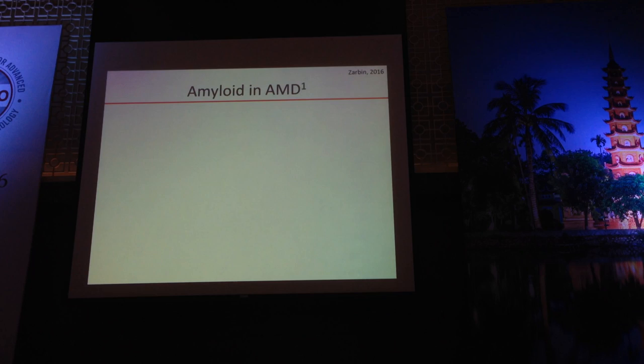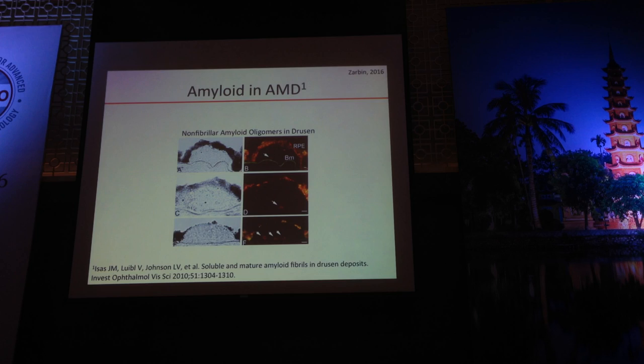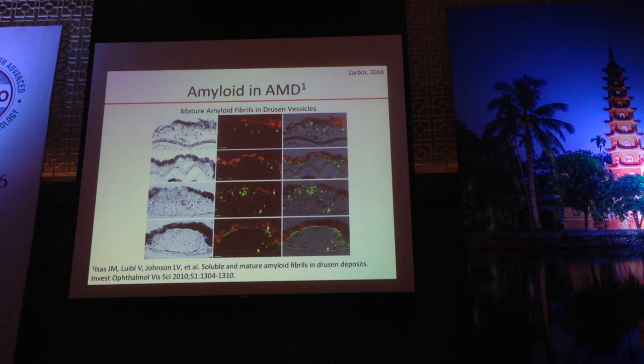There are other materials that accumulate in Bruch's membrane. For example, non-fibrillar amyloid oligomers occur in drusen, as shown here. And mature amyloid fibrils occur in drusen. These are the green structures shown here. And amyloid, which of course accumulates in Alzheimer's disease, is another stimulus for inflammatory response in Bruch's membrane.